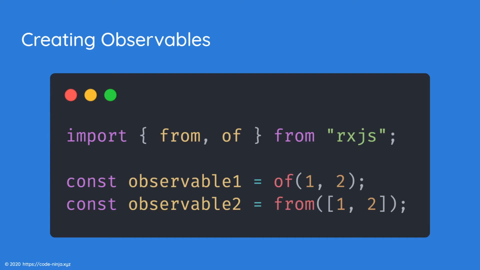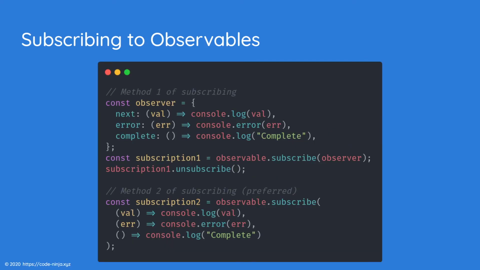You can create the exact same observable using the from method as well. The only difference here is that you would pass the values to be emitted as an array. We can subscribe to an observable using the subscribe method. You can pass in an object as a parameter with the properties next, error, and complete defined.